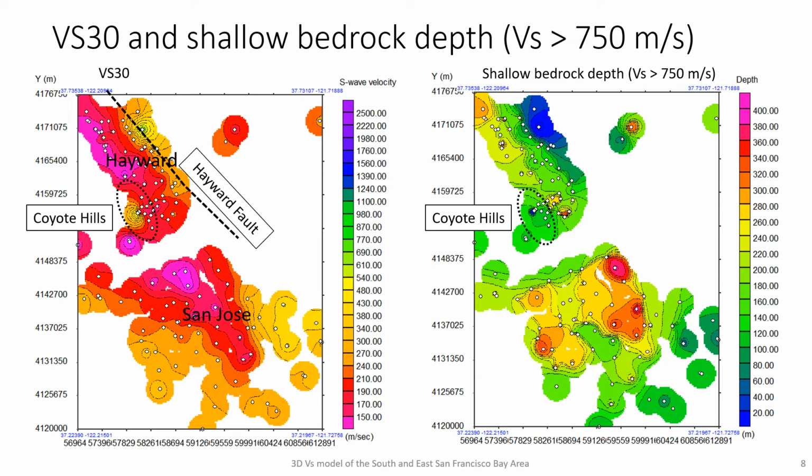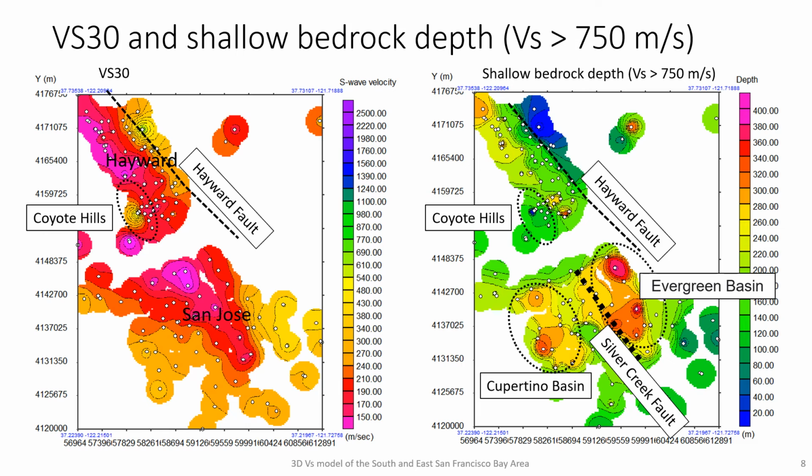Here is the Coyote Fault and Hayward Fault. Depth to the shallow bedrock ranges 20 to 400 meters, and it is generally deeper at South Bay compared with East Bay. At the South Bay, the bedrock is deeper at Cupertino and Evergreen Basins. It is shallower along Silver Creek Fault to Coyote Hills.